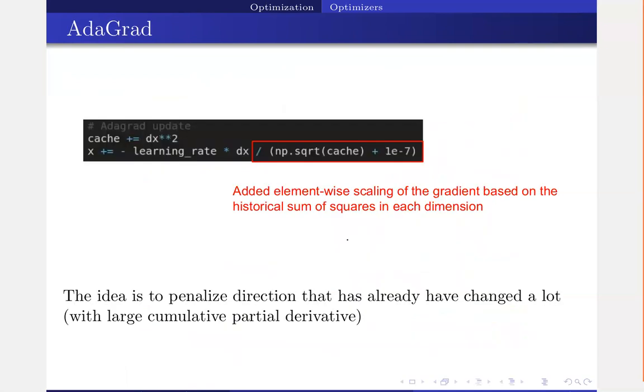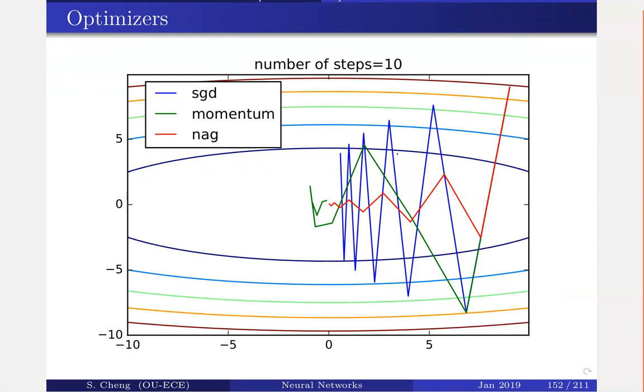Another idea is known as AdaGrad. As the name suggests, it is adaptive gradient. So the idea is, for example, in this case here, what I want to say. I guess this is not a good example. It's hard to illustrate with this example.